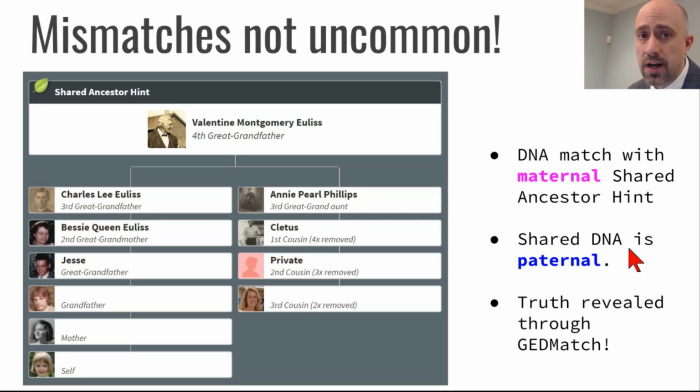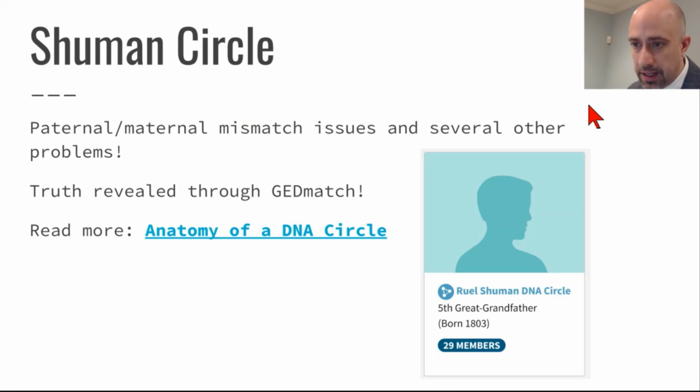They're fairly easy to find if you can get your hands on the match details from GEDmatch or 23andMe or Family Tree DNA. If you're able to get the match details, you can find the truth about these matches. This is another example of a maternal shared ancestor hint based on paternal DNA.